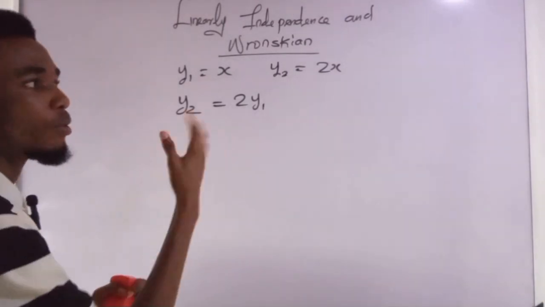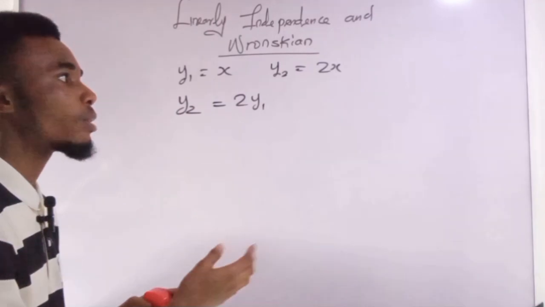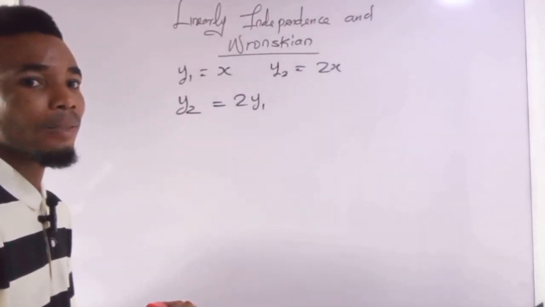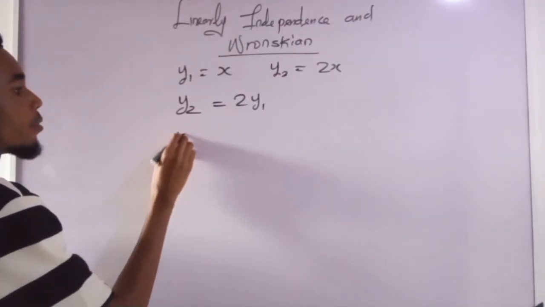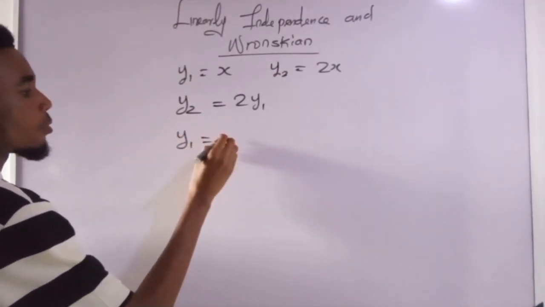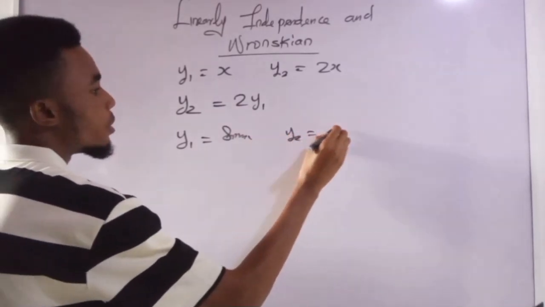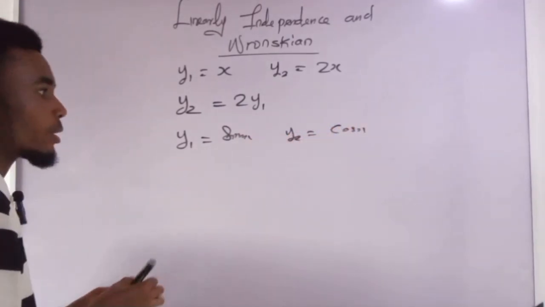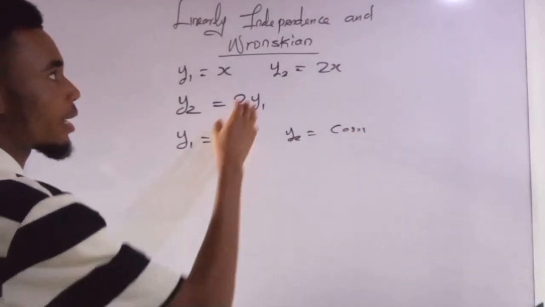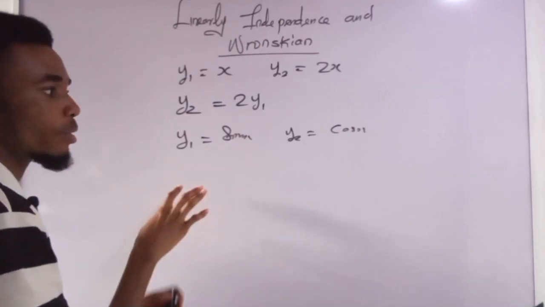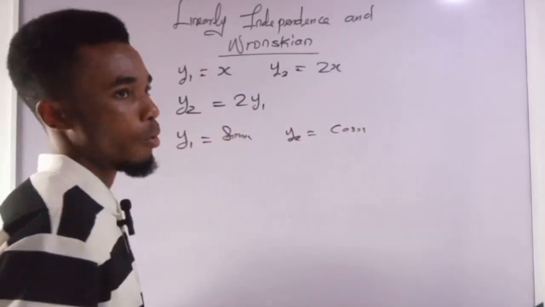Now, if there is no scalar that can multiply the first function to produce the second function, then we say that those functions are linearly independent. Take for instance, I have y1 equals sine x and I have y2 to be cos x. Now, these functions are not linearly dependent, they are independent functions because there's no scalar that can multiply sine x to produce cos x.